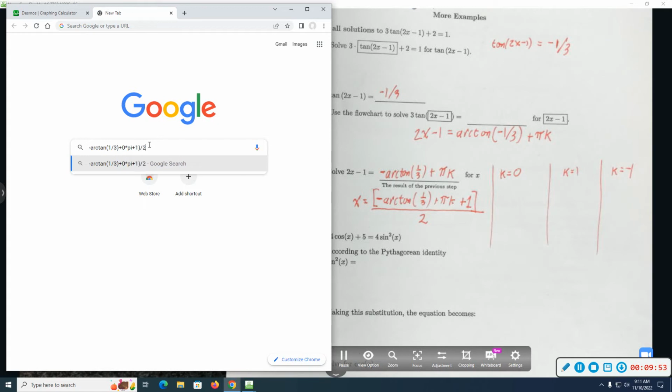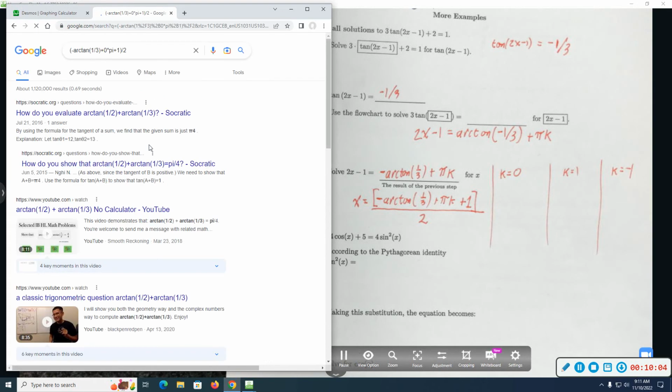Add 1. Divide by 2. I need to divide the whole thing by 2, so I should get another set of parentheses. That look right? Oh, well, hit enter, not some other keystroke.